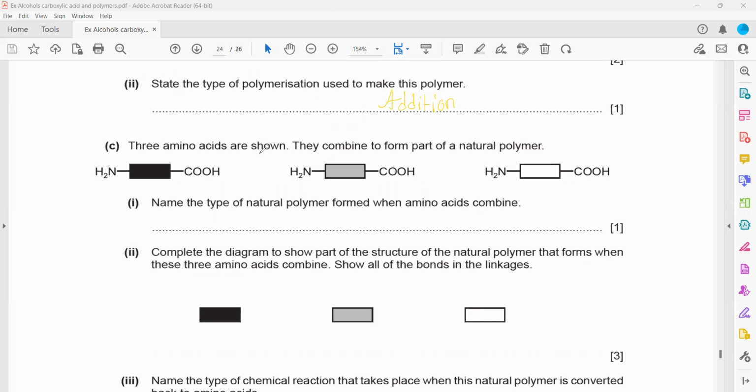3 amino acids combine to form a natural protein. State the type. Then we want to complete it. So one side remove H, another side OH. One side H, other side OH. One side H, other side OH. And draw.